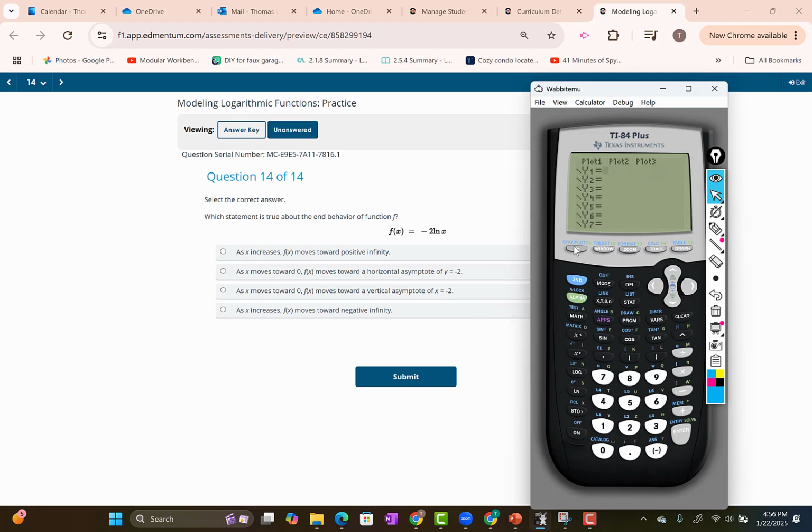Wabbit Emu is what I use. It's free. You can use Desmos, which is also free, or just Google graphing calculator, or maybe even search for a free one in your app store on your phone, and you'll find one similar to this. So I'm going to go to y equals in the top left corner and type in negative 2. We're taking a natural log. Again, there's no base given, so the base is assumed to be the number e, which you don't really need to know for this problem, of x, and then we're going to graph this.